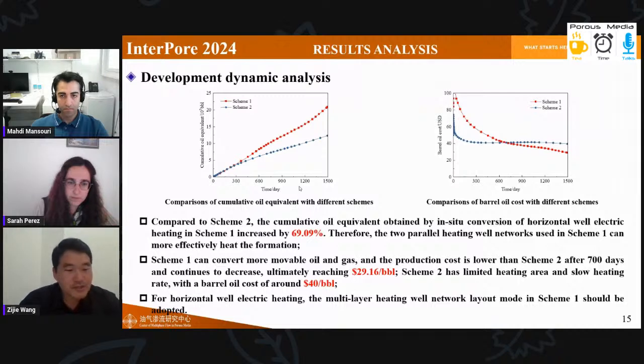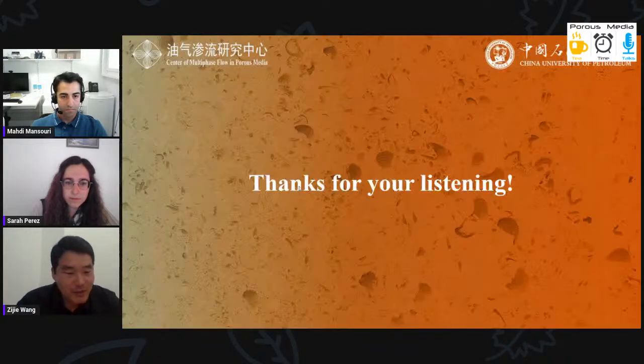From the comparisons of cumulative oil equivalent and barrel oil cost under two development schemes, it can be seen that the cumulative oil equivalent obtained from Scheme 1 increases by 69%, with the lowest production cost of $29 per barrel, which is better than Scheme 2. Therefore, for horizontal well electric heating technology, a multi-layer heating wells layout pattern can be adopted to improve the economic benefits. That's all about my presentation.